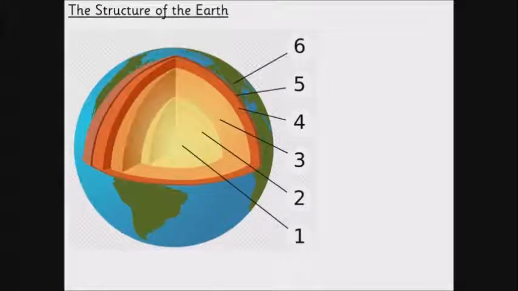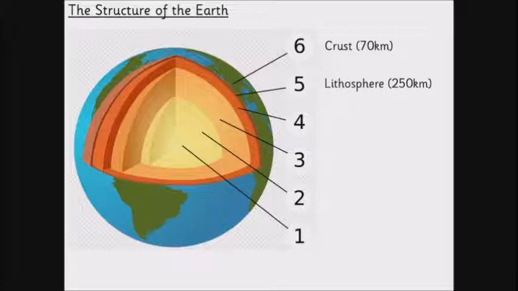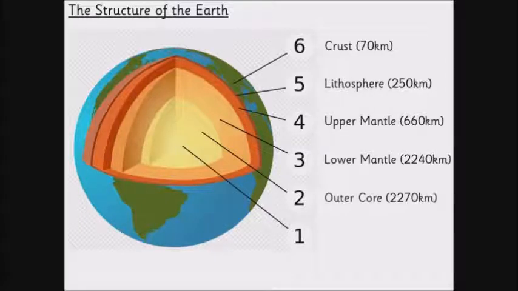So here's the structure of the Earth. If we go from the surface downwards, the Earth's crust is about 70 kilometres thick, something called the lithosphere. The next level is 250 kilometres. Then we've got the upper mantle, the lower mantle, the outer core and the inner core. Now you don't need to know these, but in order to understand the significance of S and P waves, I think you do need to have an appreciation that we have got different layers to the Earth, and these different layers are going to have different densities.